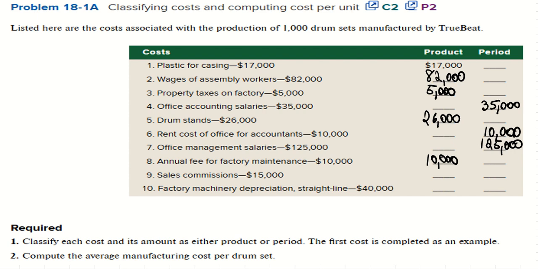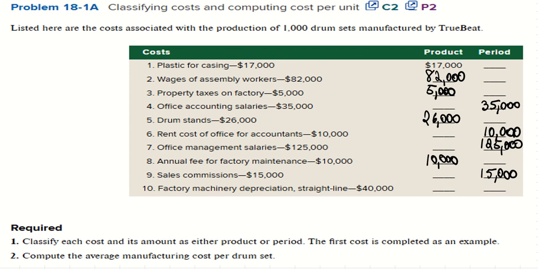Number 9, sales commissions. Sales commissions, that's a period cost. So I'm going to put 15,000 underneath period cost. Now, yes, the sales are related to the drum sets because that's what you're selling. However, this is sales commissions, and these salespeople or associates are not in the factory. So they're just simply going out and trying to sell the products so that the company can generate revenue. Once the company generates revenue, their commissions are going to be aligned with the revenue that was generated for their product.